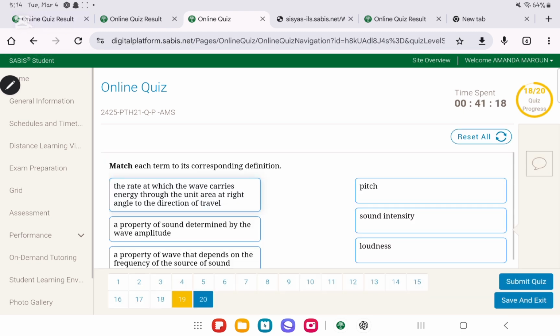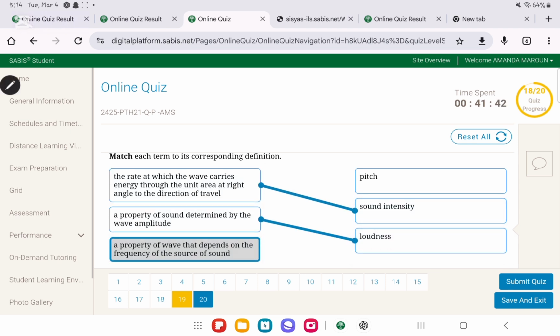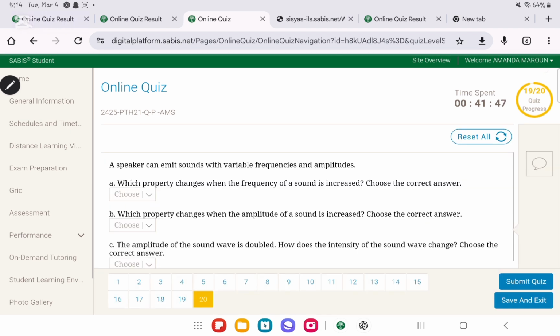For question number 19, match each term to its corresponding definition. The rate at which the wave carries the energy through the unit area at a right angle to the direction of travel. All you need to know is that it is the sound intensity. Okay, now the property of sound determined by the amplitude. The wave amplitude determines the loudness, and then finally frequency will determine the pitch. We'll move on to question number 20.